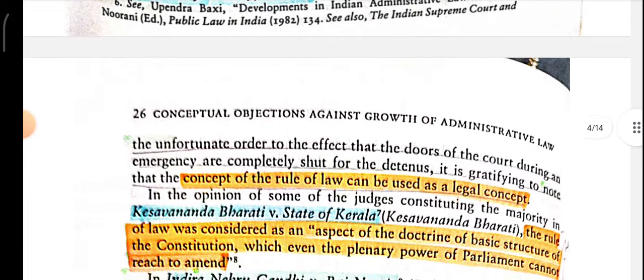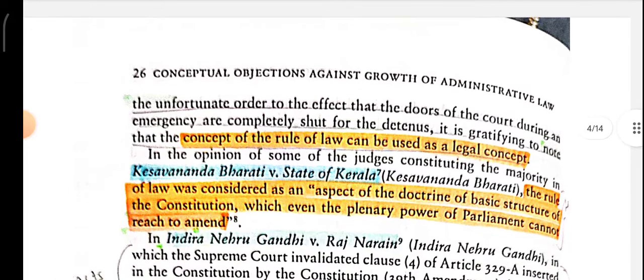In the opinion of some of the judges constituting the majority in Kesavananda Bharati versus State of Kerala, the rule of law was considered as an aspect of the doctrine of basic structure of the Constitution, which even the plenary power of Parliament cannot amend.